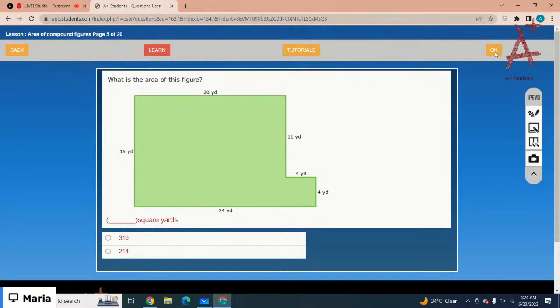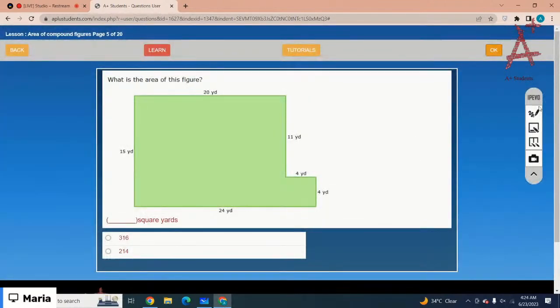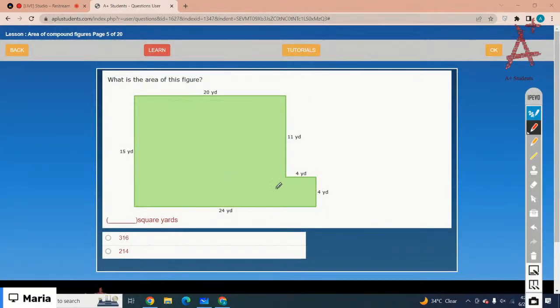Okay, what is the area of the figure? So just divide the figure into two parts and then you have to solve. Got it? Okay, it would be like this. Just calculate for the bigger one, it would be 12 times 15. For the smaller one, it would be 4 times 4. Got it? 12 times 15 is 300 and 4 times 4 is 16. When you add, it would be 300 plus 16 equals 316. Got it? So the correct option is 316.